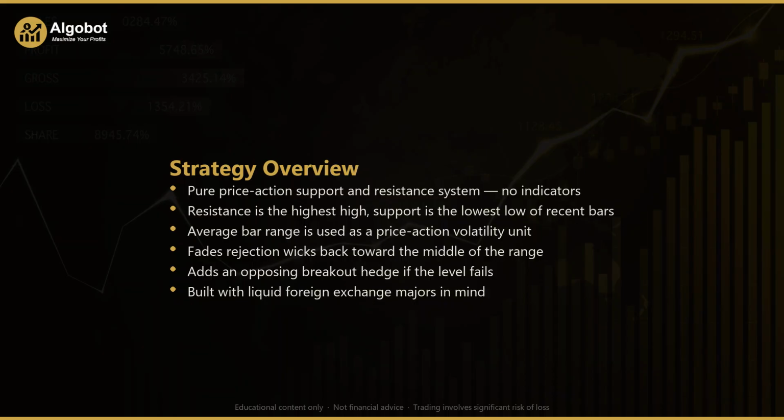The strategy builds what it calls a perimeter. The resistance line is simply the highest high of a set number of recent closed bars, and the support line is the lowest low over that same window. Together, these two horizontal lines form a boundary that the market has recently respected. To measure volatility, the strategy averages the high-to-low range of those bars, and it uses that average as a price action unit for sizing its buffers, its stops, and its targets.